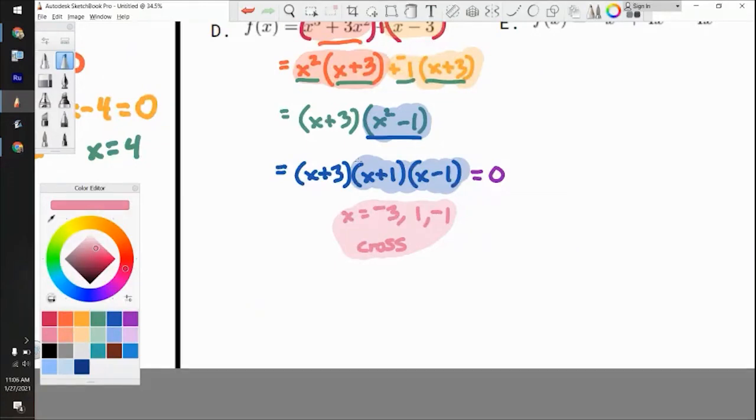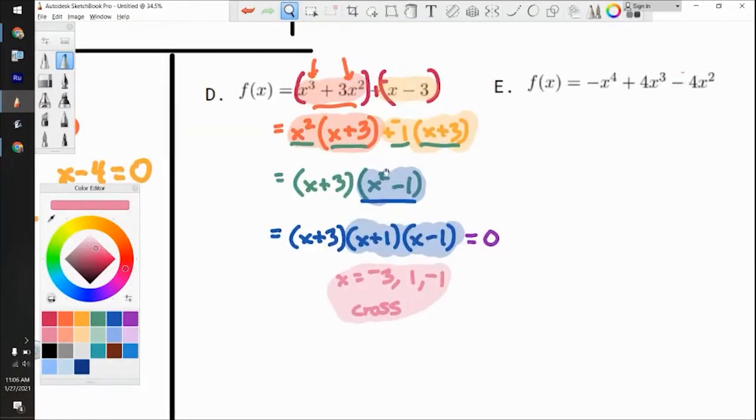Yes. How do you know if they cross or bounce? Oh, the bounce is if it's an even multiplicity. So if it's multiplicity 2, 4, 6, 8, and so on. And make sure you write that in your notes. Even multiplicity bounces. Everything else crosses. Odd crosses, even bounces.